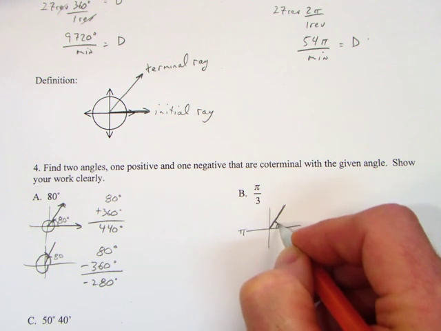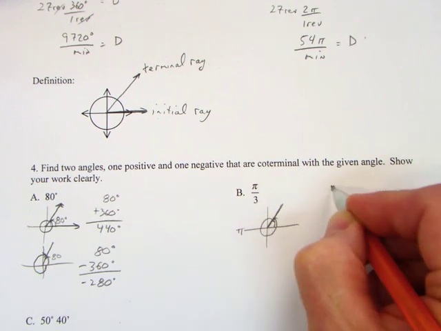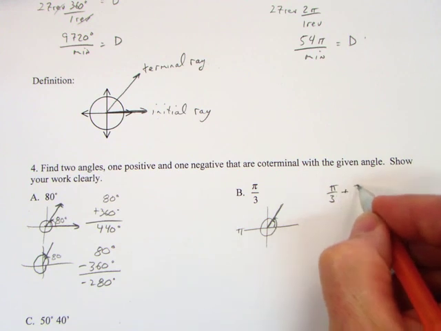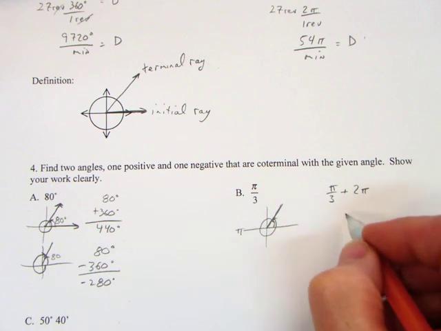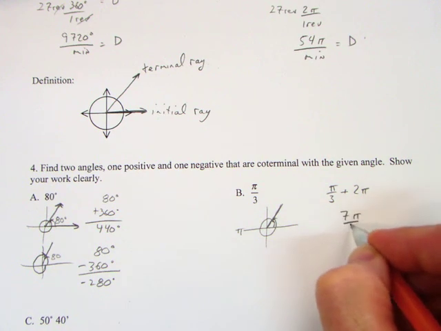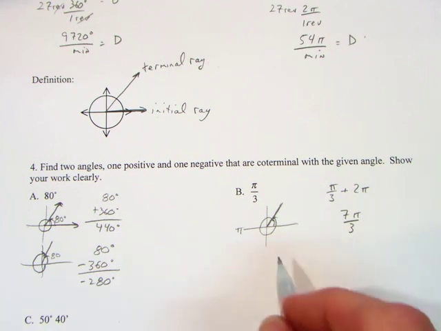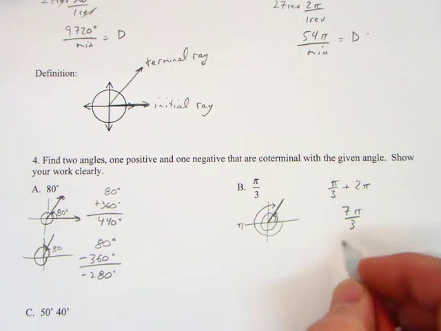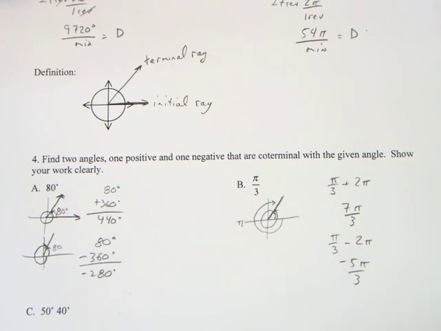How do I get a positive one with there? I go all the way around and come back to it. So what am I adding? Well, this time I'm adding 2 pi because I'm in radians. And 2 pi is the same as 6 pi over 3, so that will give us 7 pi over 3. And then similarly, if I go backwards, it'll be pi over 3 minus 2 pi, or minus 6 pi over 3, and give us negative 5 pi over 3.